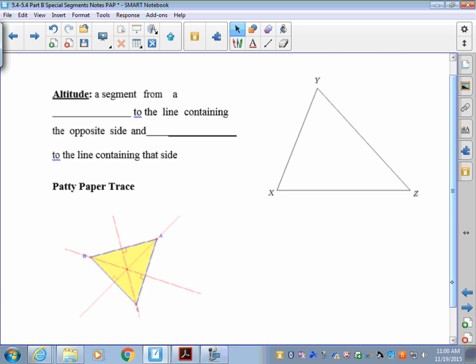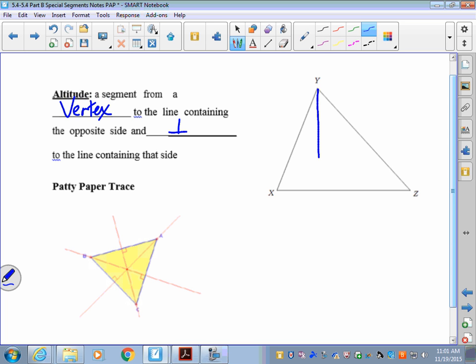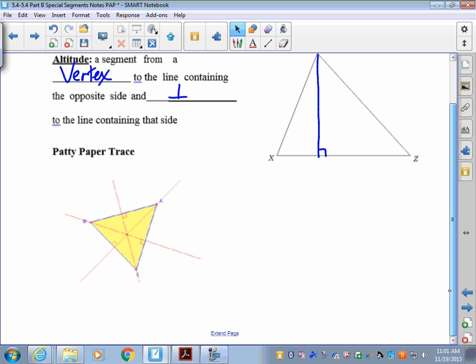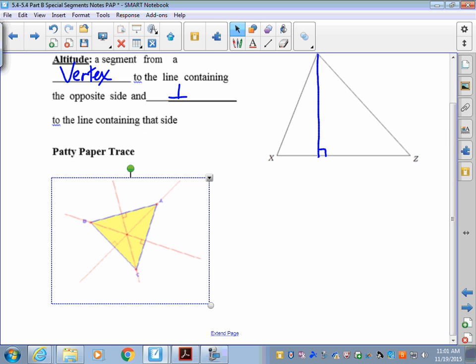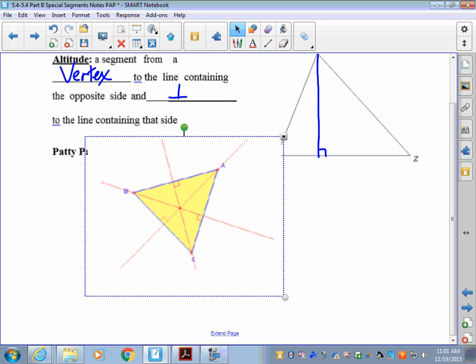Okay, let's talk about that real quick. Altitude is a segment from a vertex. Okay, again, we're going to go from a vertex to a line containing the opposite side, and it's perpendicular to that line containing the opposite side. So vertex and perpendicular, meaning I need to make sure I go from a vertex to the opposite side, and I must see the box to show that it's perpendicular. So on your constructions, when you're looking at an altitude, all we should be seeing are the right angle symbols, the box. That's it, to know it's an altitude, okay?